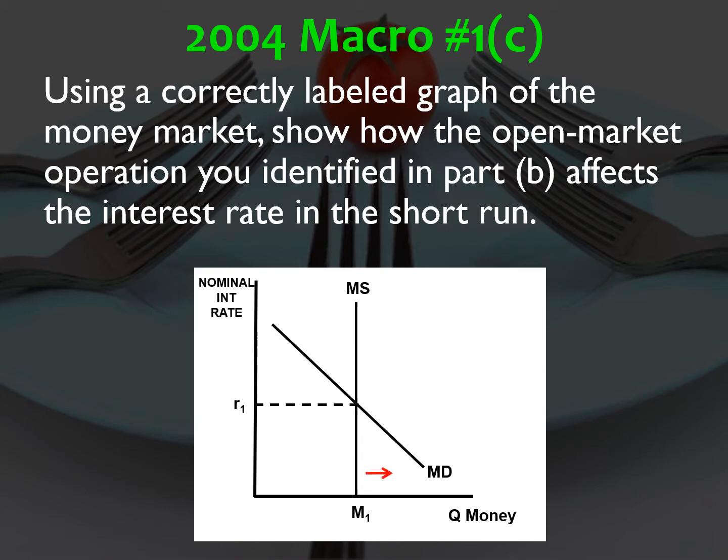Since the open market operation is to buy government securities, that's going to increase the money supply, so MS shifts to the right, lowering the nominal interest rate to R2. So the interest rate goes down.